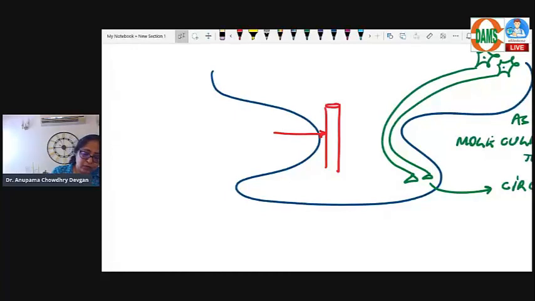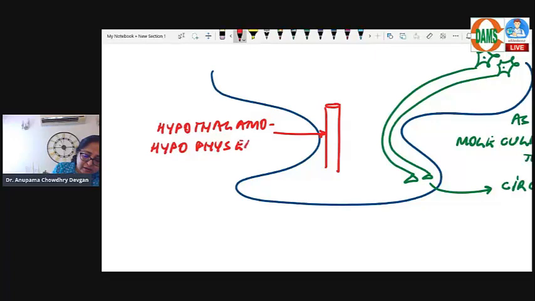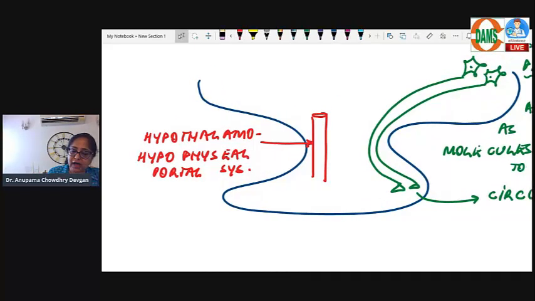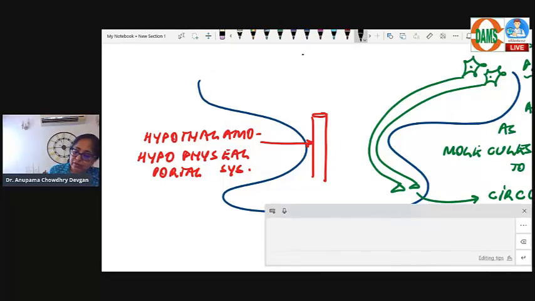They enter into what is known as the hypophyseal portal system, and then to the anterior pituitary. So which are the two nuclei which are involved? Number one is the paraventricular nucleus.